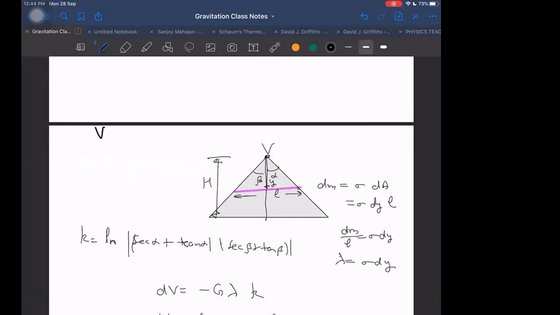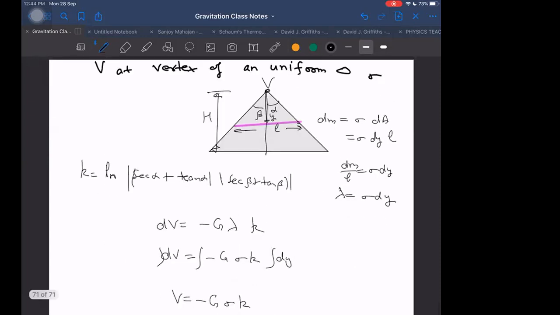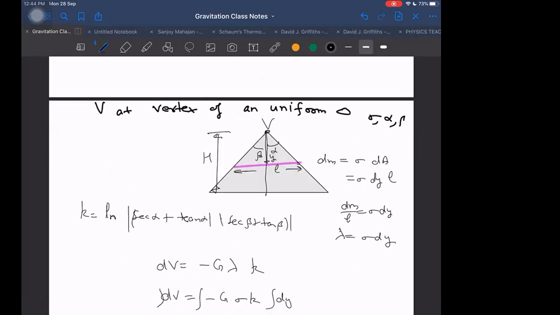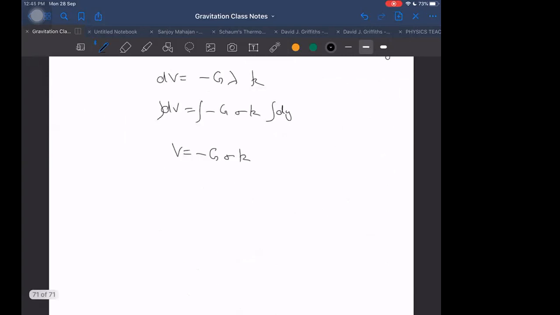V at the vertex of a uniform triangle with mass density sigma, and the other angles are given, alpha, beta, height h. Sigma, alpha, beta, and h are given. So we are now getting the answer as k into h, a very simple result at last: minus g sigma k h, where k is that log term.